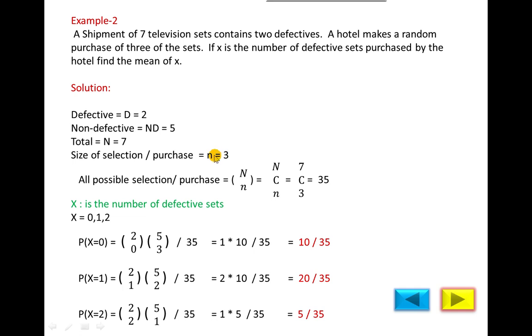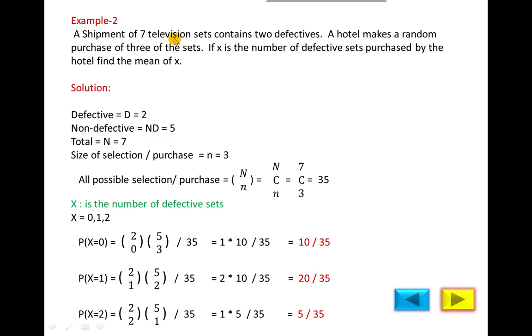But in this we will apply one more step. We will find the mean value of the variable x. If x is the number of defective sets purchased by the hotel, find the mean of x. A shipment of 7 television sets contain 2 defectives. Defectives are 2 out of 7. There are 7 televisions, so 7 minus 2, non-defective will be 5.